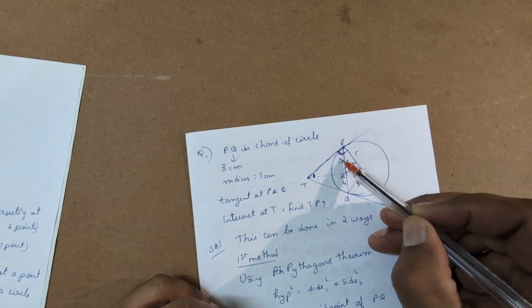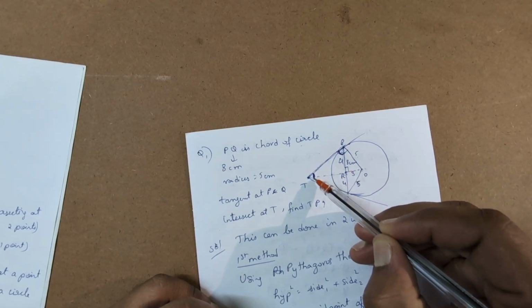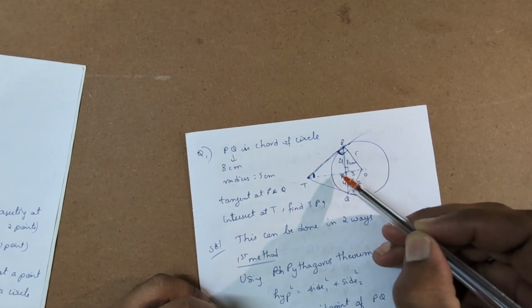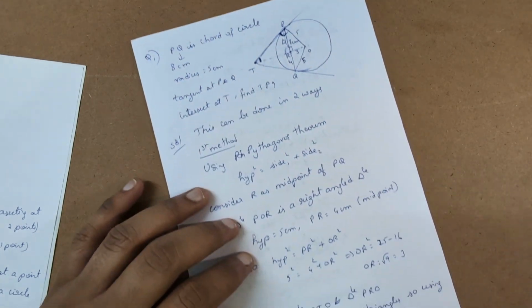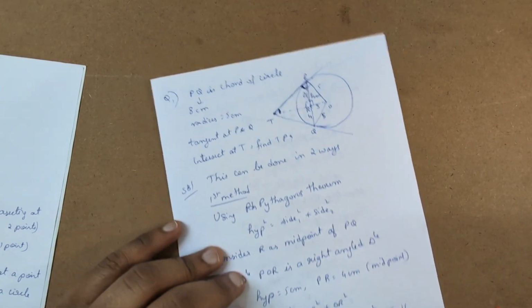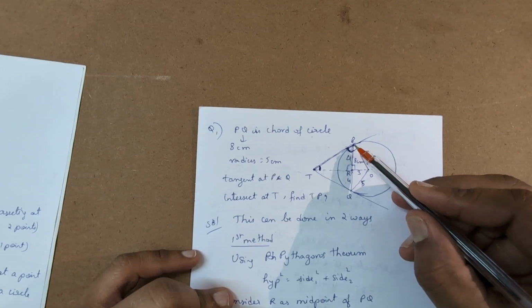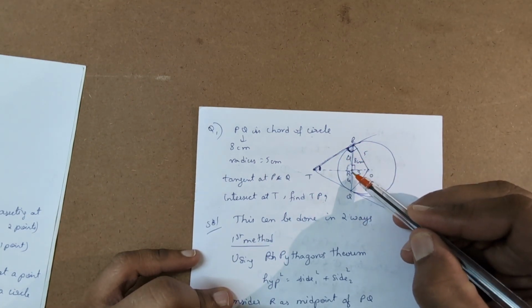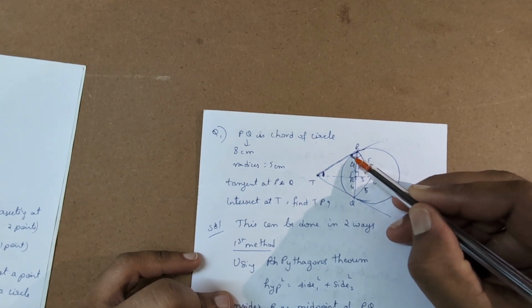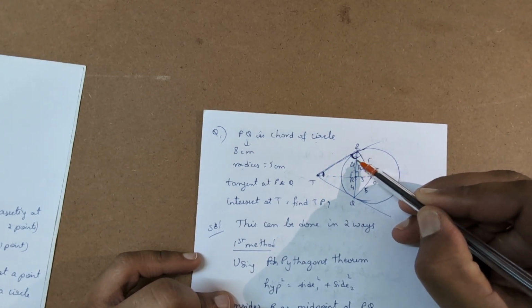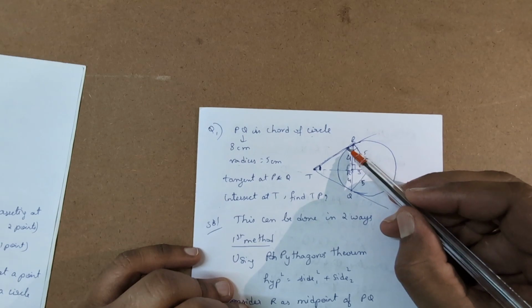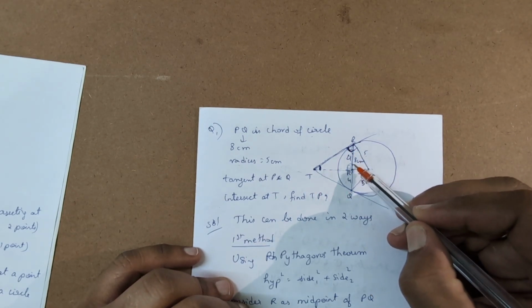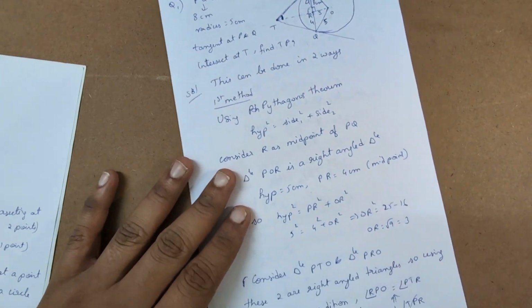So if I consider this triangle, this angle and this angle summation is equal to 90 degrees, whereas OPR and TPR, sorry, these two angles is also 90 degrees. The total angle is 90. So this one and this one summation plus this one and this one summation are both equal to 90 degrees.